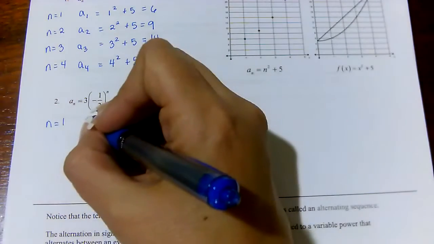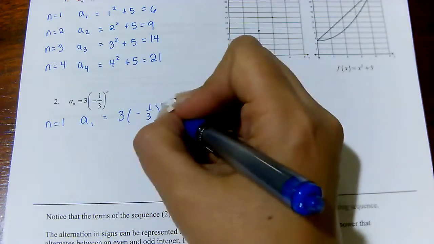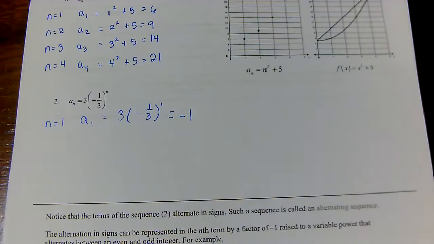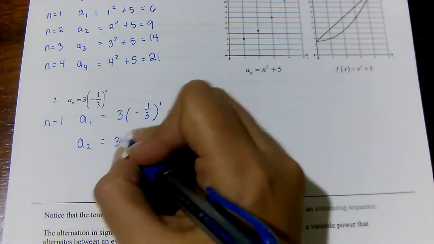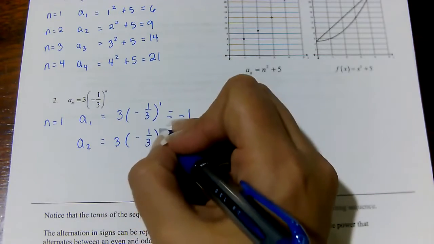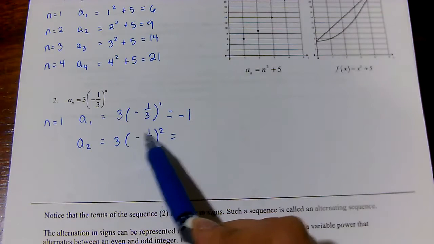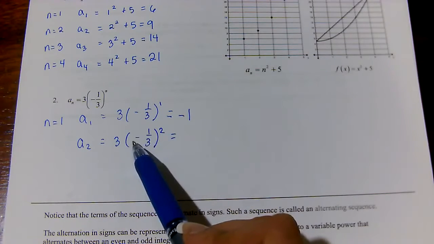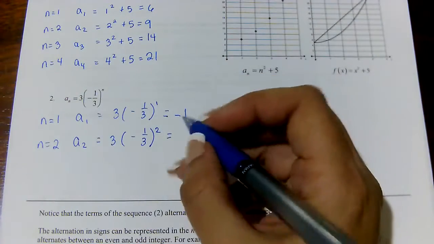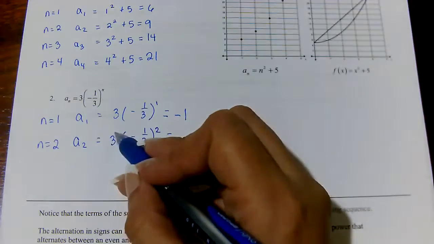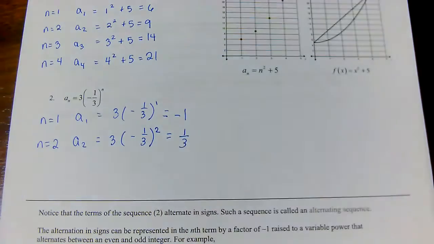So n is equal to 1, a of 1, 3 times negative 1/3. Okay, and this is negative 1. We're going to keep doing the same thing. a of 2, 3 times negative 1/3 squared. Make sure you have your parentheses around your negative, because the squared will apply to both the negative sign and the number. If you don't do that, you're going to get the incorrect answer. This means that one of the 3's will cancel out with one of the 3's, letting this be 1/3.